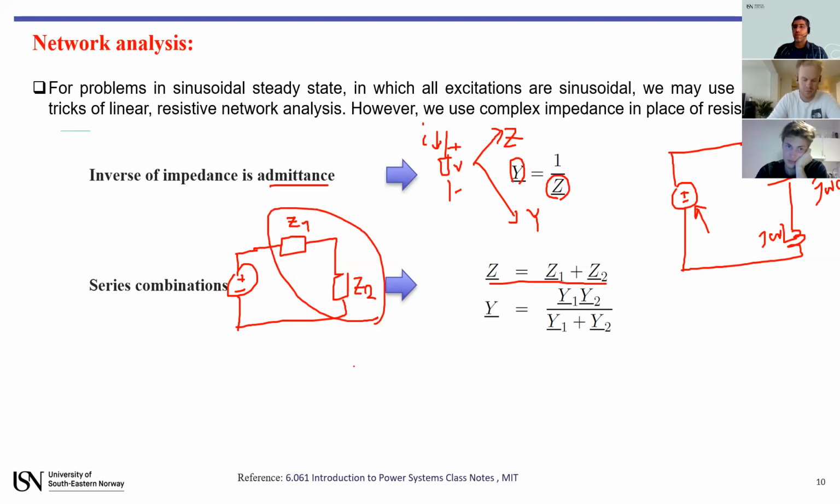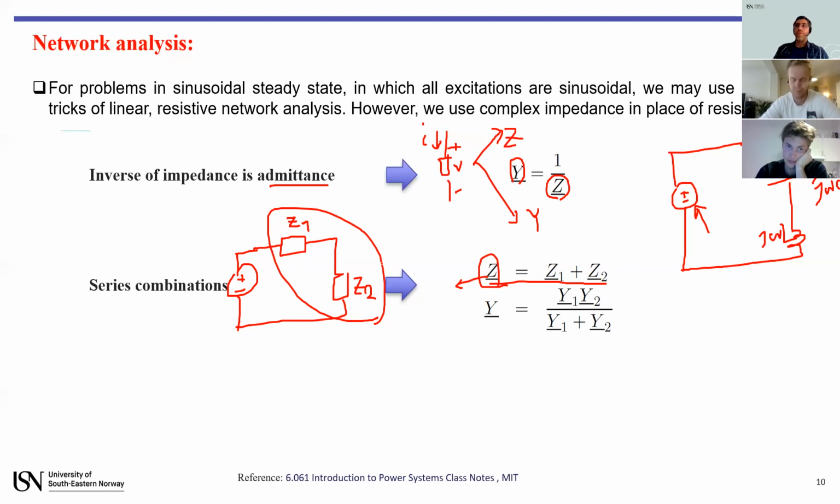lump these two elements as one element. Z is the summation of Z1 and Z2. It's the series combination of two elements. So if you have two elements in series, we can lump them together in one element that is the summation of the two impedances, Z1 plus Z2. Both Z1 and Z2 are complex values, and the final value, Z, is complex as well.